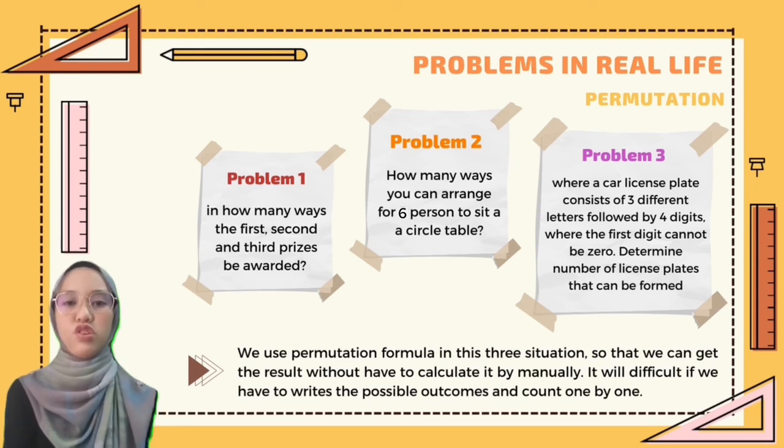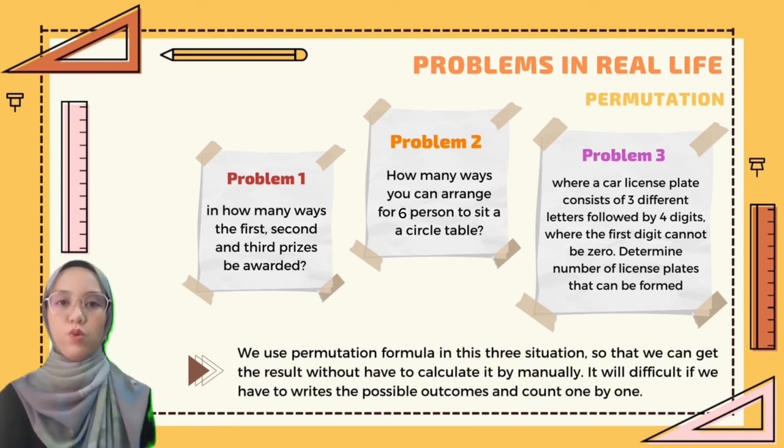We use the permutation formula in these 3 situations so that we can get the result without having to calculate it manually. It will be difficult if we have to write down the possible outcomes and count one by one. Can you imagine if we had to count it to hundreds, thousands or even millions? It will take a lot of time and energy to do it. So we can simplify it by using the permutation formula.